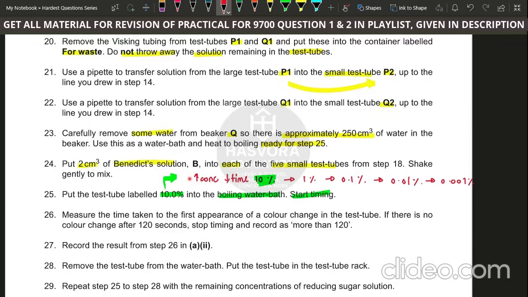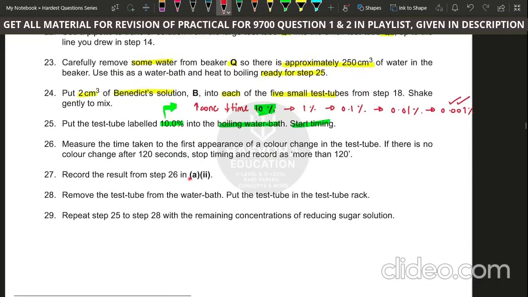But you do not have to do this. My suggestion will be that you start with the lowest concentration, because it will give you the most time to react. Measure the time taken for the first appearance of the color change in the test tube. If there is no color change after 120 seconds, stop timing and record more than 120. Record the result in step 20, for step 26 in part A 2.